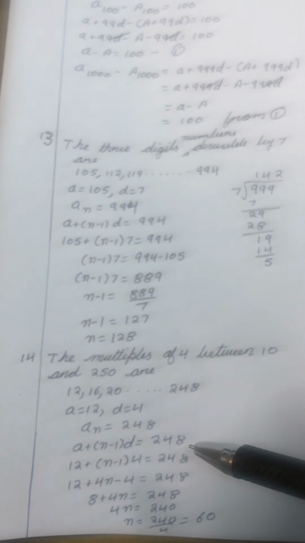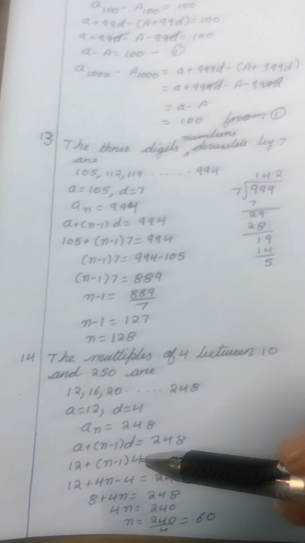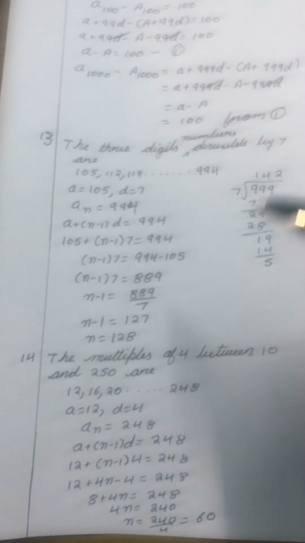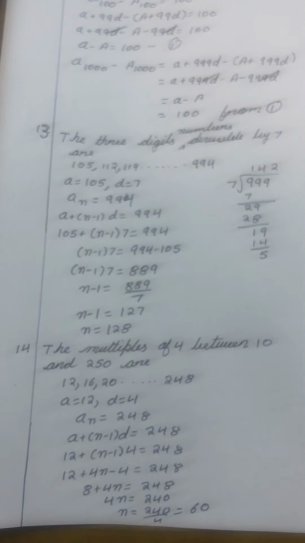Apply the general term formula. Substitute the values of a and d. Open the bracket, 12 minus 4, 8, 8 plus 4n equals 248. So 248 minus 8, 240. So n is 60. That means there are 60 multiples of 4 between 10 and 250.